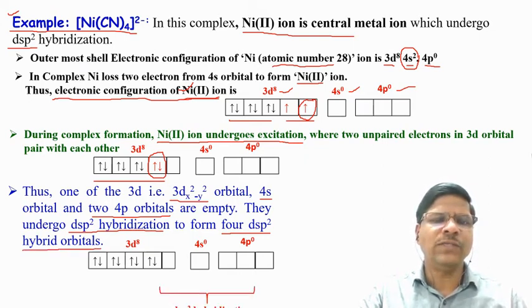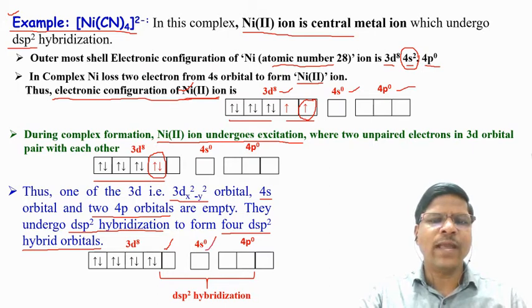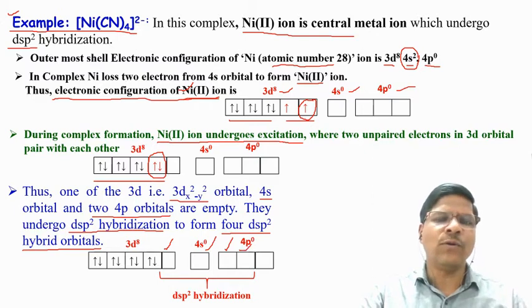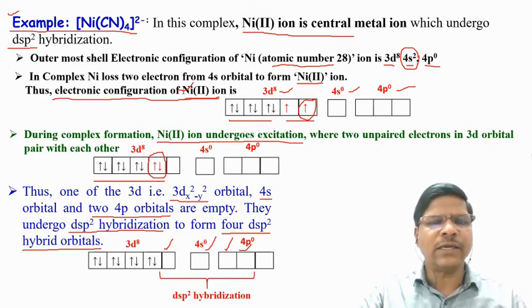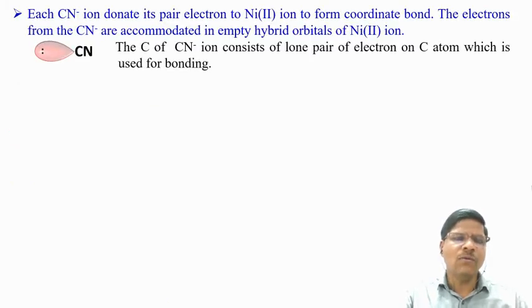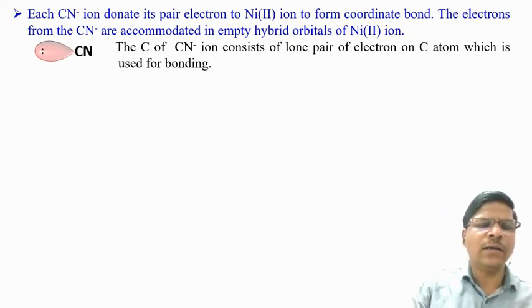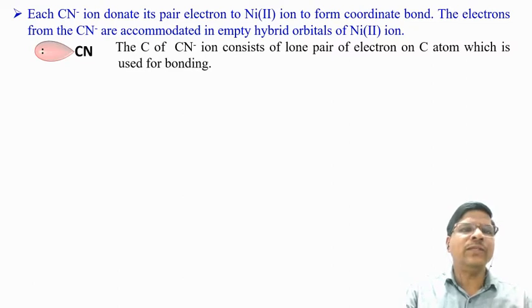So if you see here, these are the empty orbitals: 3d x square minus y square, 4s, 4pz, and 4px or 4py. We have these 4 empty orbitals. They undergo hybridization, and the hybridization type is dsp2 hybridization. Now we have the formation of the complex. Interaction of the nickel 2 ion takes place with the cyanide.